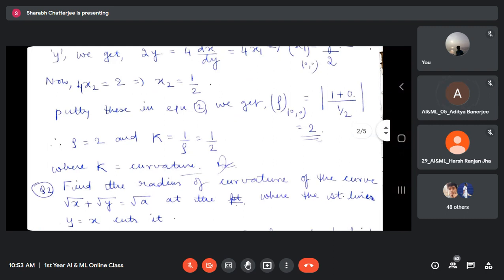Chalo. Try to do this. Find the radius of curvature of the curve at the point where the straight line y is equal to x cuts it. Can you tell me which point they're talking about? This curve does not pass through origin, by the way. Read the question properly. At which point? The point where this curve meets the straight line y is equal to x.